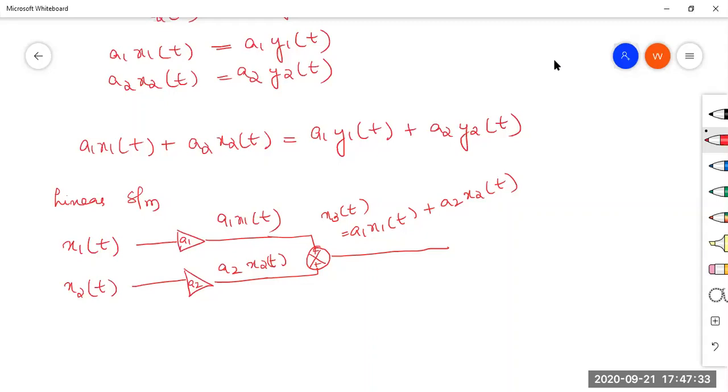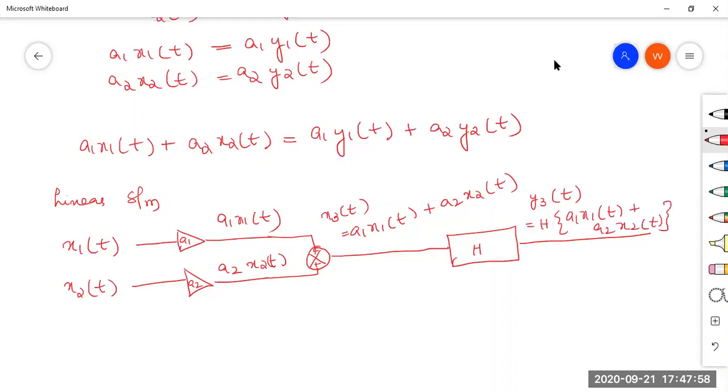That is equal to weighted sum of previous two inputs, that is a1 x1 of t plus a2 x2 of t. Now you pass it through your system. Now what you are supposed to get is y3 of t, which will be equal to response of a1 x1 of t plus a2 x2 of t.